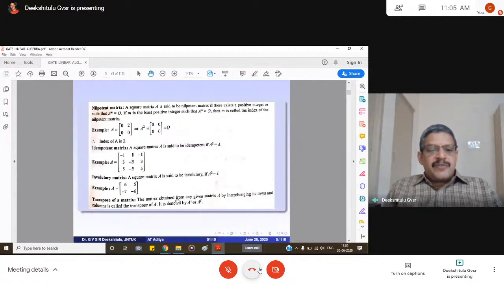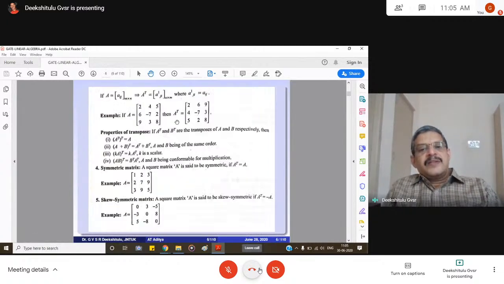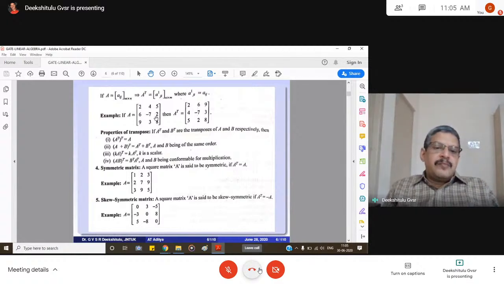Then comes the transpose of a matrix. If you interchange the rows and columns of a matrix, then it is called the transpose of a matrix. For example, take the matrix with rows 2, 4, 5; 6, minus 7, 2; 9, 3, 8. A transpose is obtained by changing the rows into columns and columns into rows. So the first row 2, 4, 5 becomes the first column, 6, minus 7, 2 becomes the second column, 9, 3, 8 becomes the third column. So A transpose is 2, 6, 9; 4, minus 7, 3; 5, 2, 8.